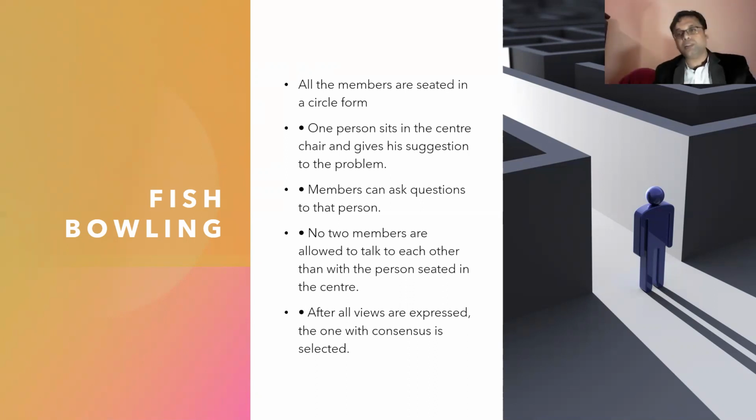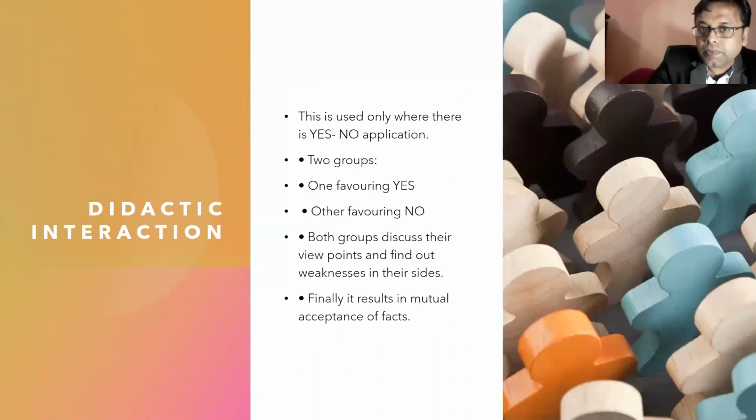All the group members will go to the center one by one, giving their idea and defending their idea. Then all the views will be recorded, identified, discussed, listened to, and analyzed, and the best alternative would be selected through consensus. That is called the fishbowl.